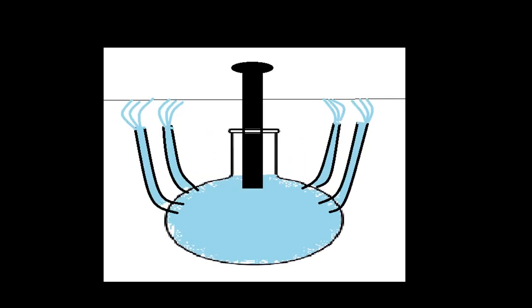Slowly, we push the piston and we notice that water flows out of each of the tubes equally at equal heights. This is nothing but Pascal's law, which states that the pressure exerted anywhere in a confined liquid is transmitted equally, undiminished, in all directions throughout the liquid.